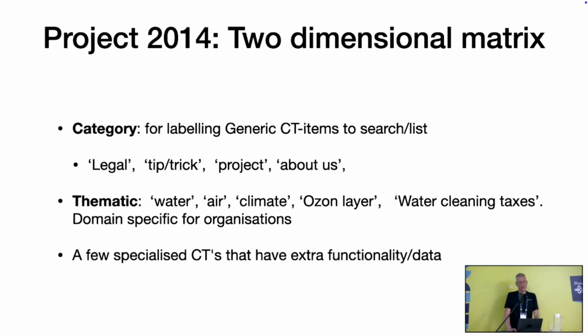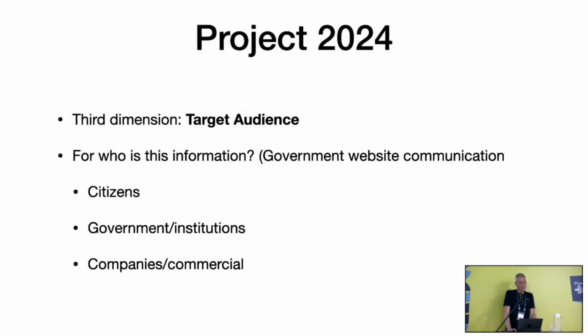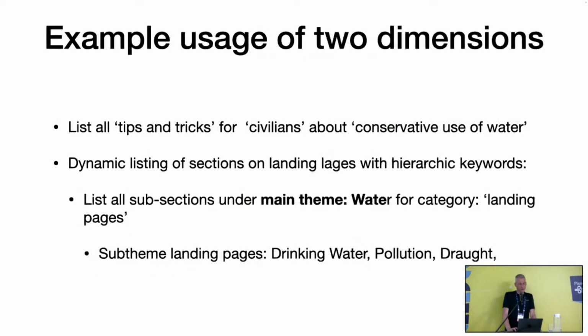So we had this two-dimensional matrix in 2014. If you check it out, it's collective classifiers. We say, okay, we label a generic page content type with a semantic thing, a category, and you also have the domain knowledge of the organization, which in this case was an environmental organization, so you get a thematic access. And then in the product 24, we got a kind of third axis now, so it becomes a kind of a cube with the target audience. So what you can do, list me all the tips and tricks for civilians about conservation of water.